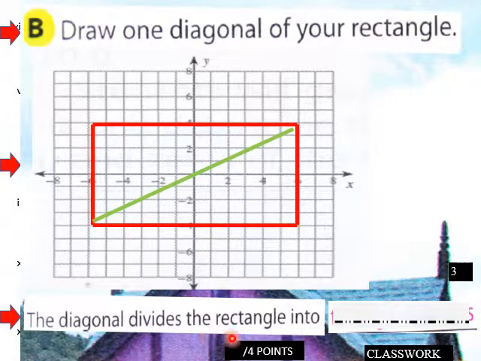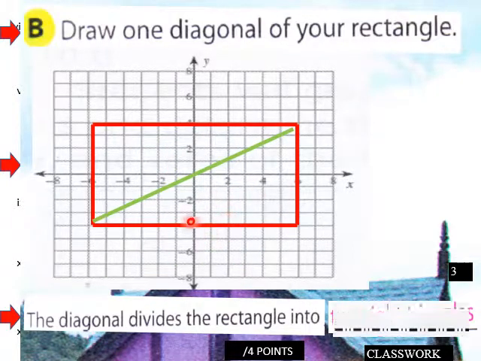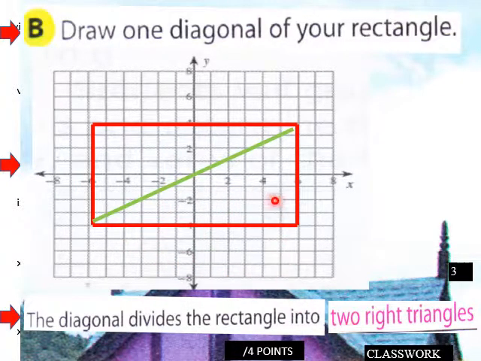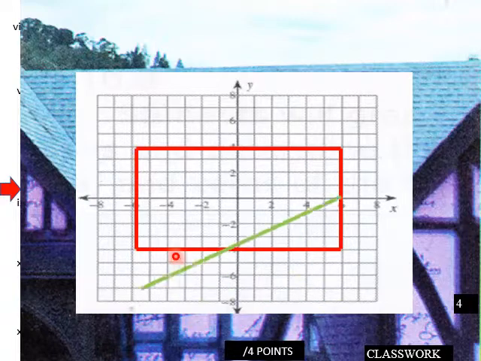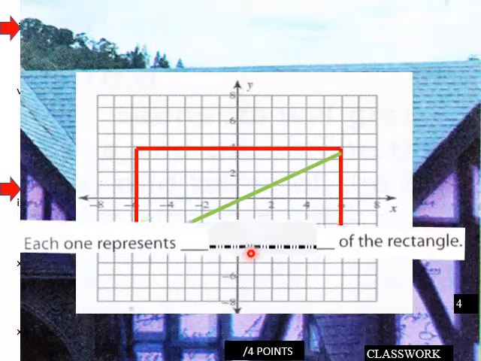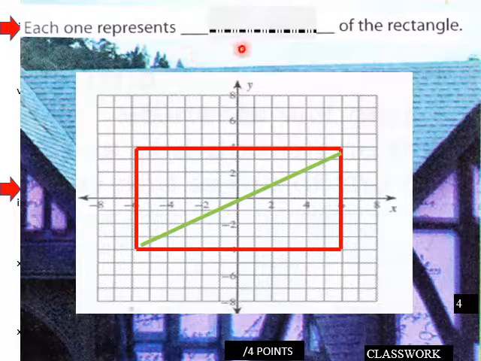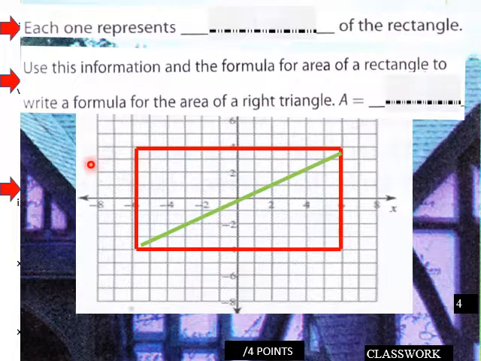The diagonal divides the rectangle into what? What two geometric shapes now do we have inside the rectangle? We have two right triangles. Here's your right angle here for this one, and then here's a right angle up here for this triangle. So we have two right triangles now inside the rectangle. Okay, let's get our rectangle back, and then our two right triangles there. Each one represents blank of the rectangle. So what part of a rectangle do each one of these triangles occupy for the rectangle?